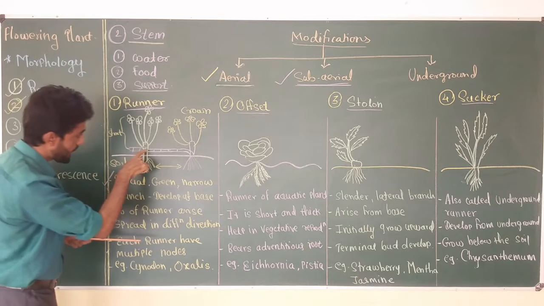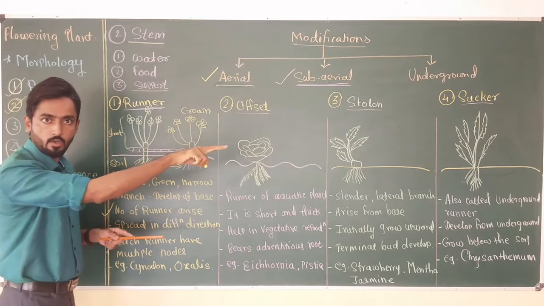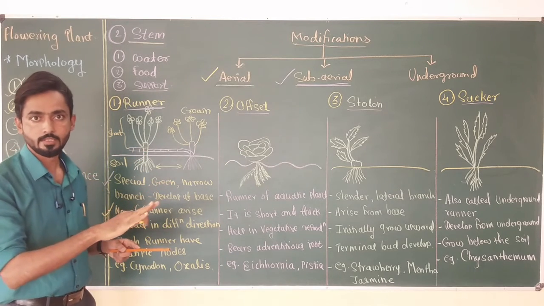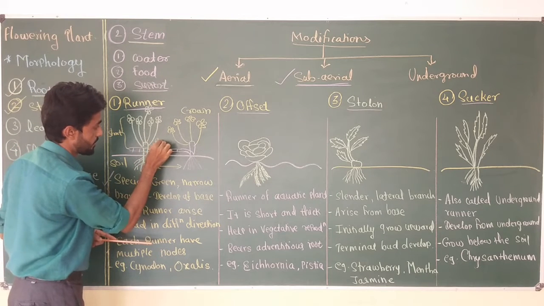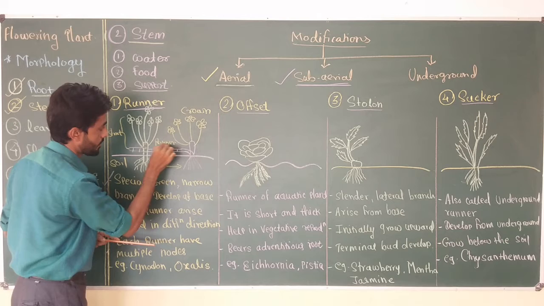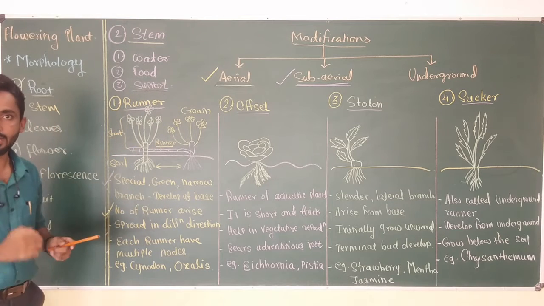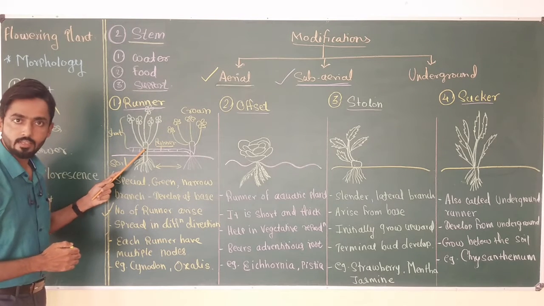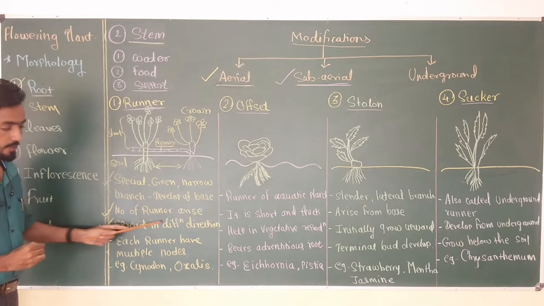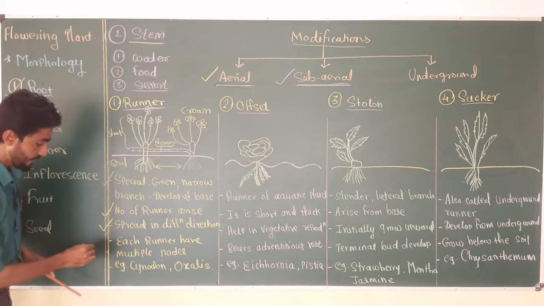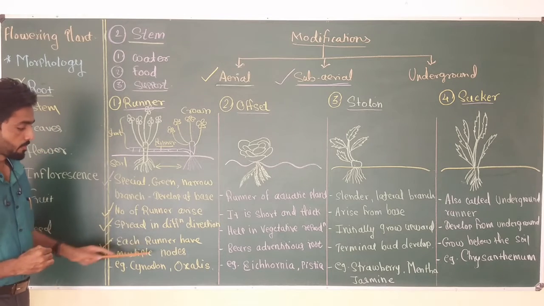Now this branch actually grows horizontally on the soil surface, so it is called a runner. Many such runners arise from a single stem. They spread in different directions, and each runner has multiple nodes.